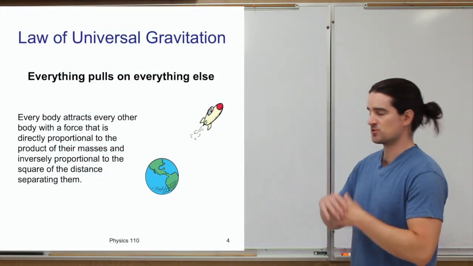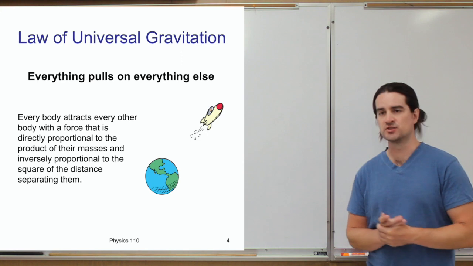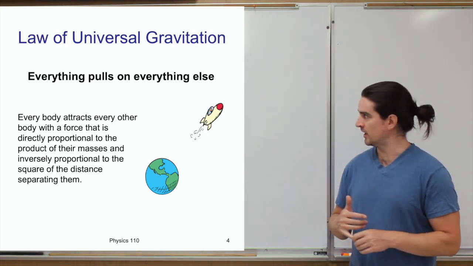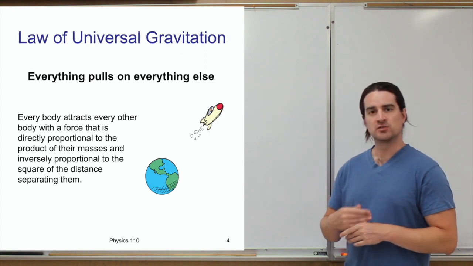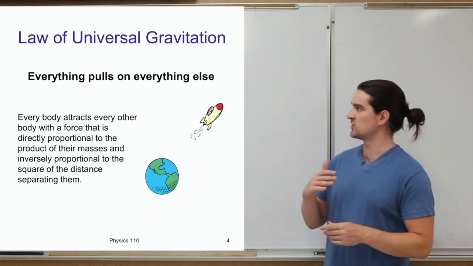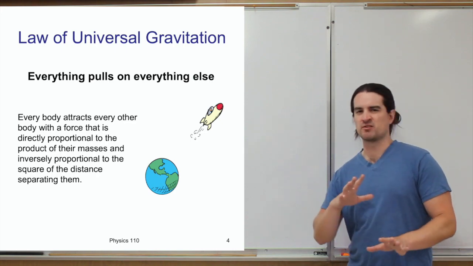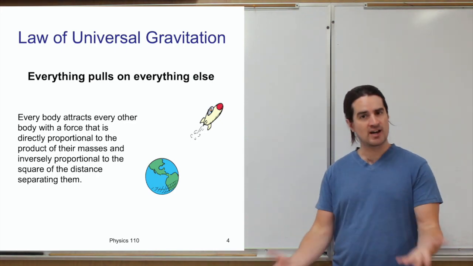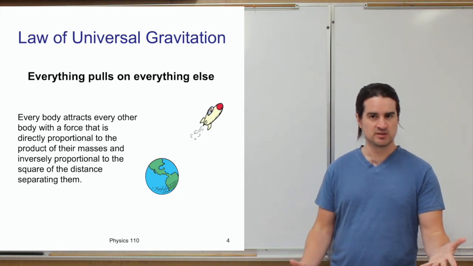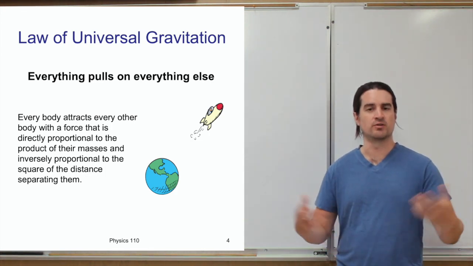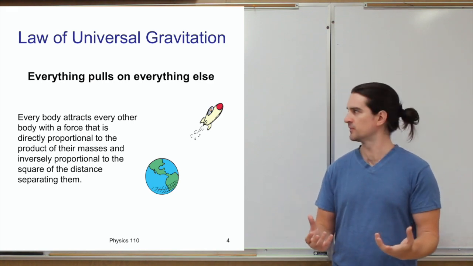And one of those laws, one of the ones that Newton is well known for, is what we call the law of universal gravitation. Put very simply, the law of universal gravitation just says everything pulls on everything else. Specifically everything with mass. Right? So if you have a massive object and you have another massive object, those two things will pull on each other with the gravitational force.